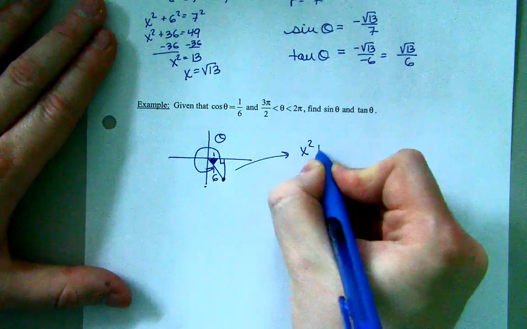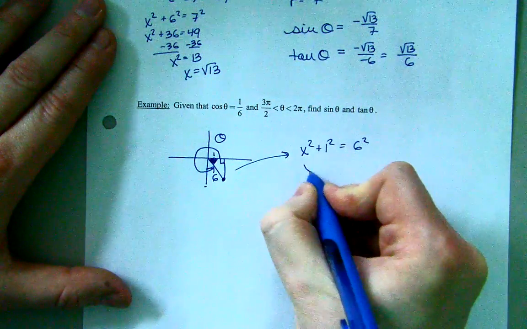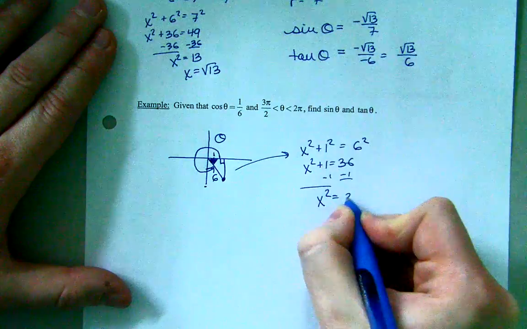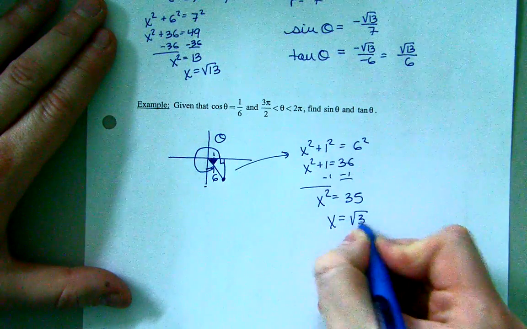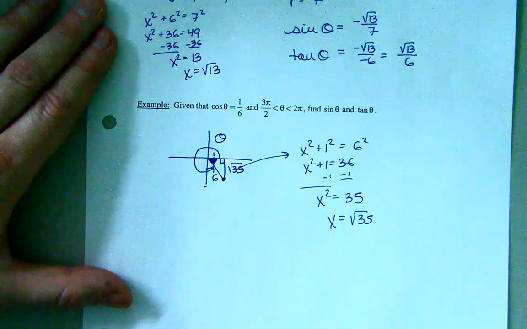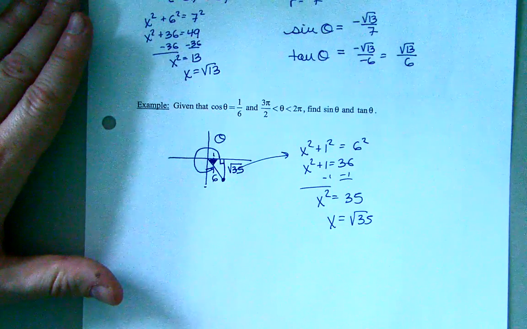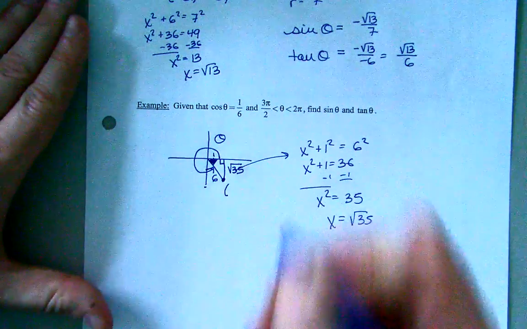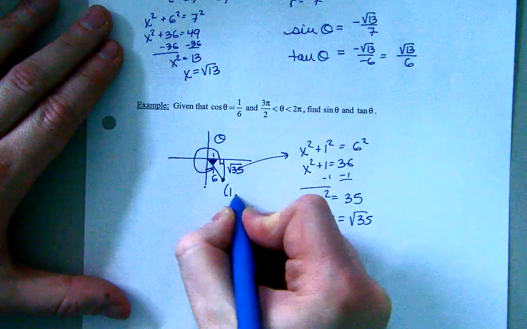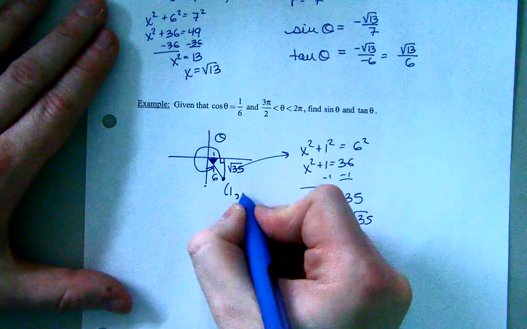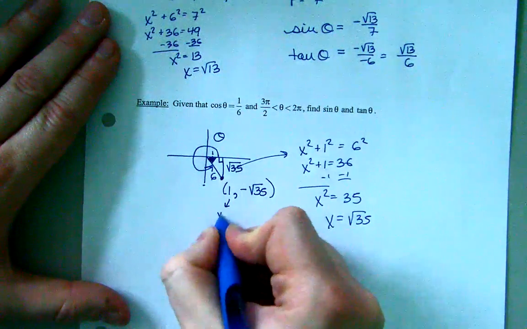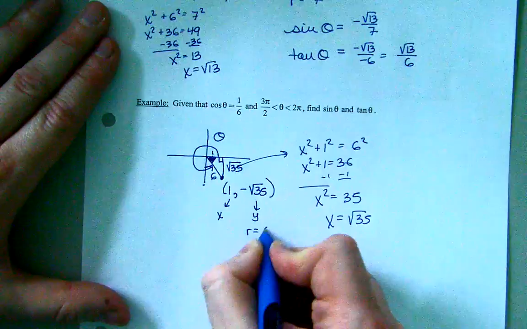To do x squared plus 1 squared equals this. Maybe root 35? What's the x coordinate? 1. What's the y-coordinate? Negative root 35. What's the radius? Finish this. We've got the x. We've got the y. R is 6.